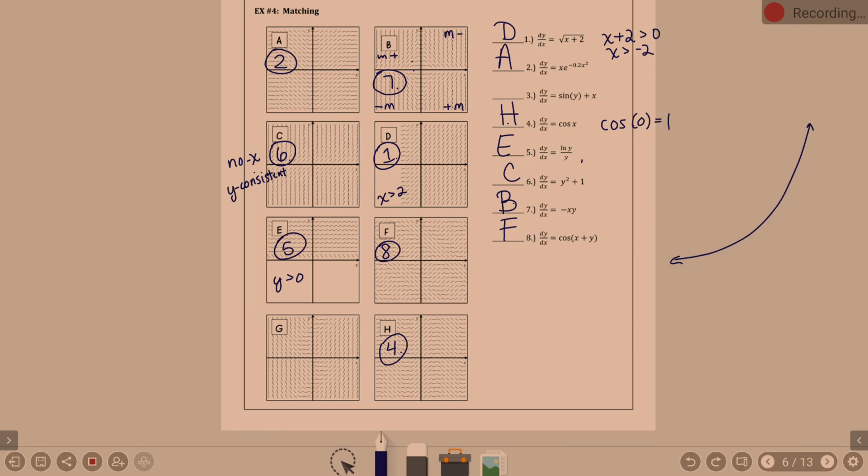So that's why I would say 2 is A. Now, hopefully, does 3 and G match up? Yeah, that's the one I found first. Okay, and this is where I'd pick some values.